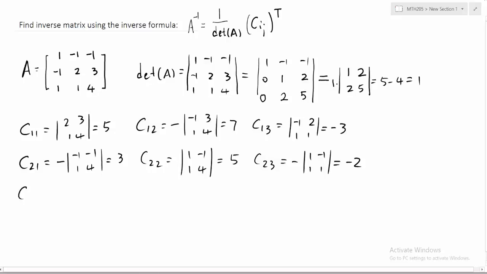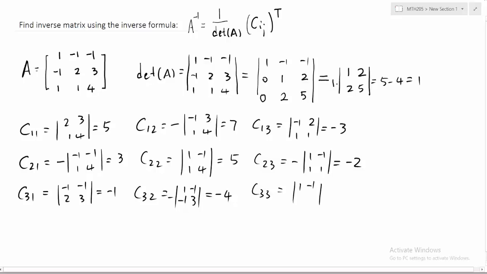Now we have the last row. Cofactor C31 is going to be equal to -1, -1, 2, and 3. That will give us -3 plus 2, which is -1. Okay, C32, we will have again negative sign because the signs alternate, plus, minus, so we have -1, 3 over here, and that will give us -4. Okay, and then we have the last one, C33. It has a positive sign, and we have 1, -1, -1, 2 over here. So that's going to be 2 minus 1, so it's going to be 1.